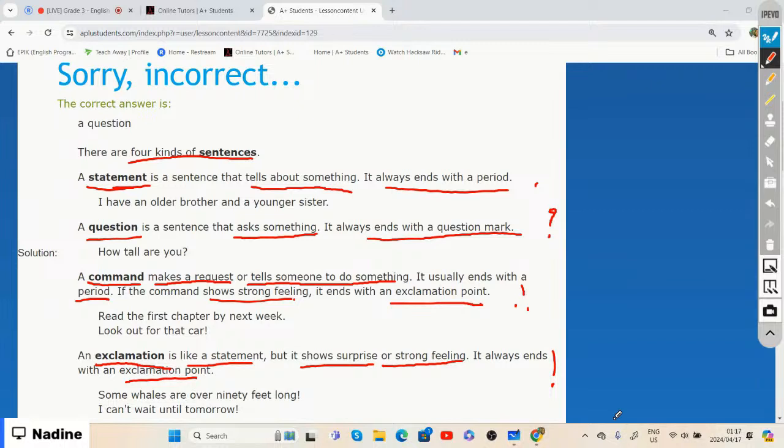And I basically just went over the four kinds of sentences, which is a statement, it tells us about something, anything random, right? A question, it asks something, right? A command, it either makes a request or tells someone to do something. And an exclamation is like a statement, right? It shows surprise or strong feeling.